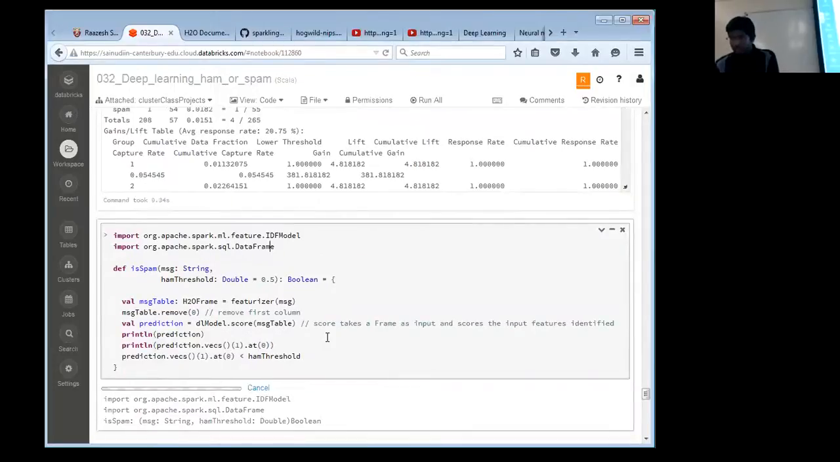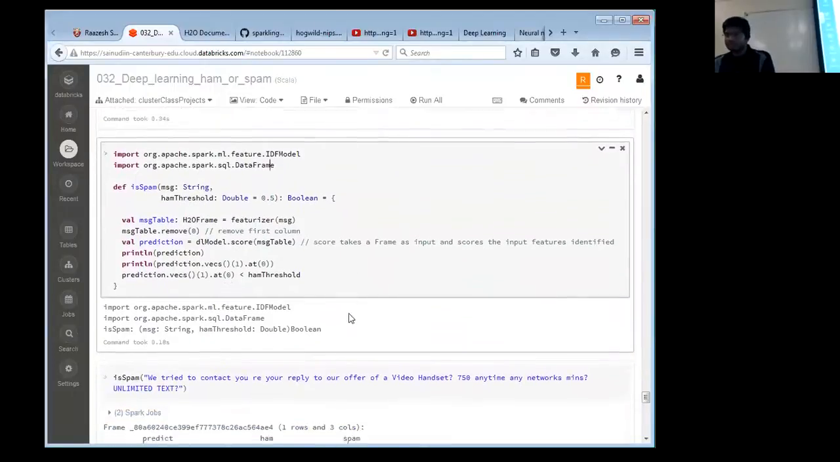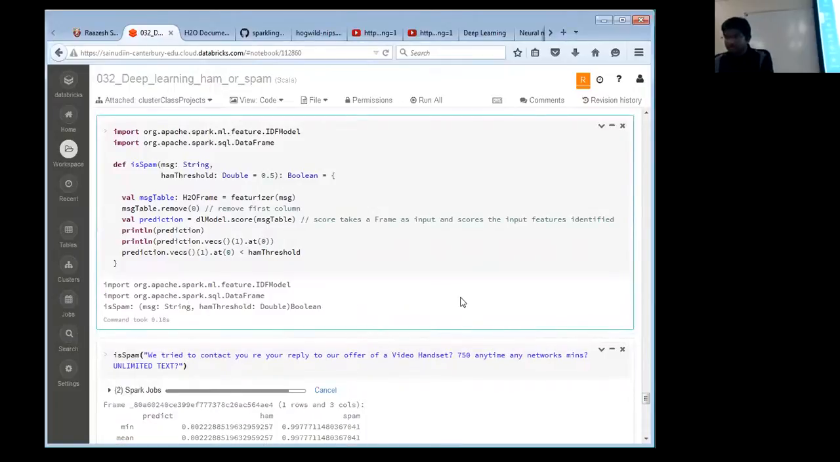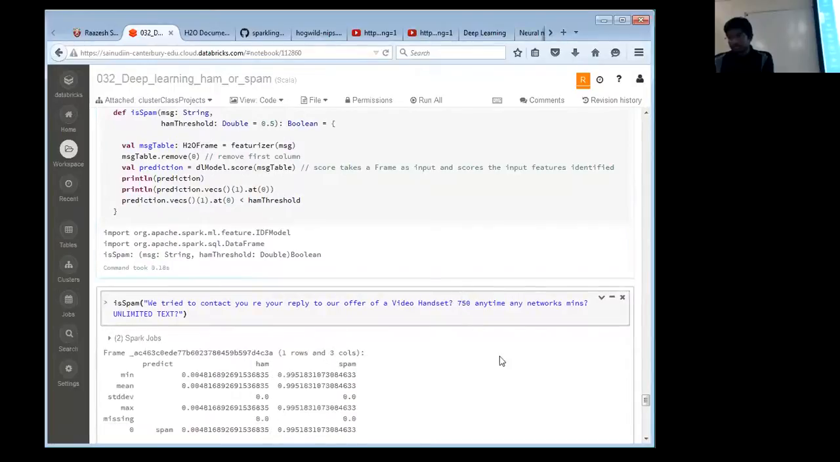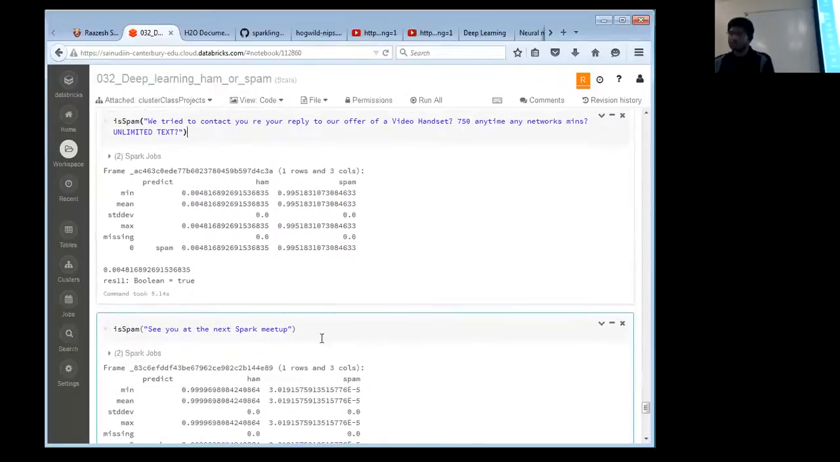So now let's do a prediction. This is just a helper function that helps you predict, okay? And okay, so spam true. So we try to contact you, blah, blah, blah, and it says that it's spam. So the model thinks it's spam.